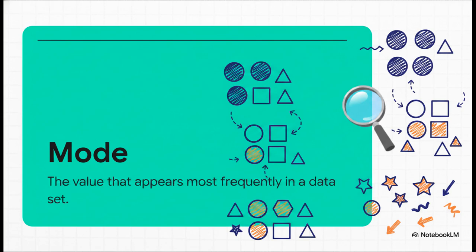Finally, let's talk about the mode. Honestly, the mode is basically just the most popular number. It's simply the value that shows up more times than any other in your dataset. And here's a fun little fact. A dataset can actually be bimodal, meaning it has 2 modes if there's a tie for first place. It can be multimodal, or it can even have 0 modes at all, if every single number only appears exactly 1 time.